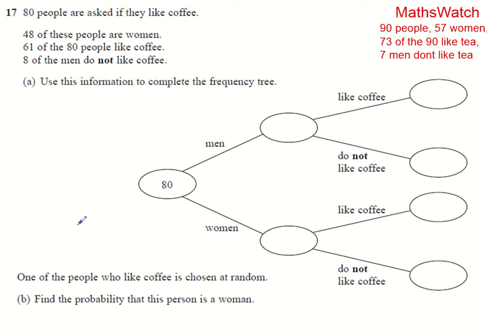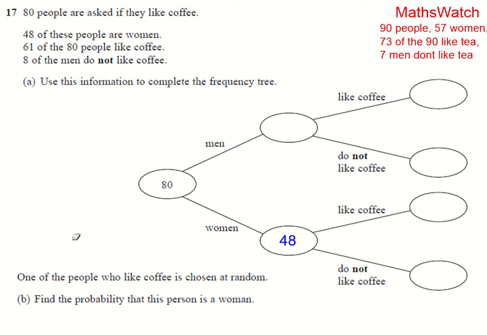So there's some parts of this information we can plot instantly. So we have got 80 people, which are already shown. 48 of these people are women. So if we go down the women route, we will have 48 of them. Now, we can't use the 61 of the 80 people who like coffee at the moment. That would be this top circle here, this top oval, and this third one here. We don't know how that 61 is split between them, so we're going to have to come back to that piece of information.